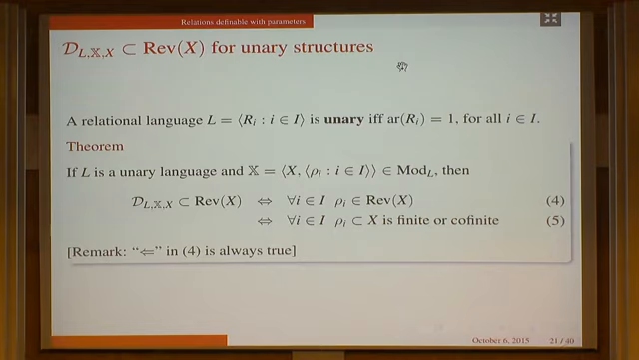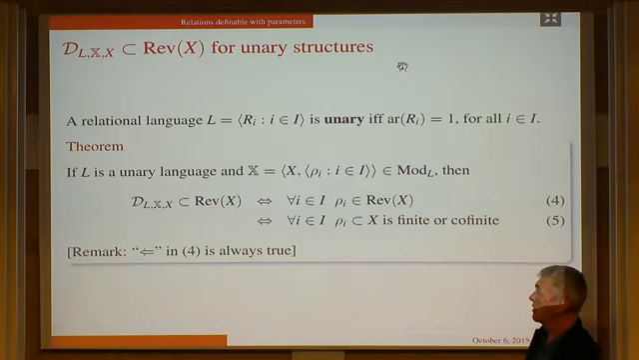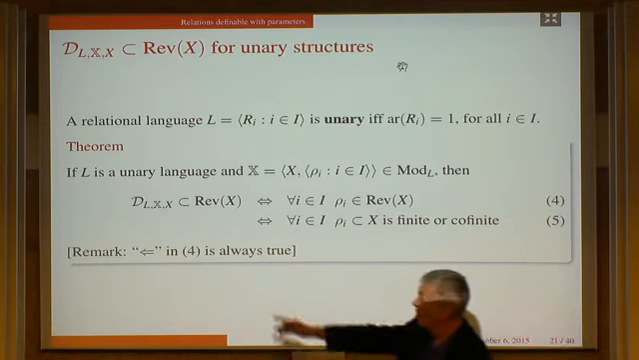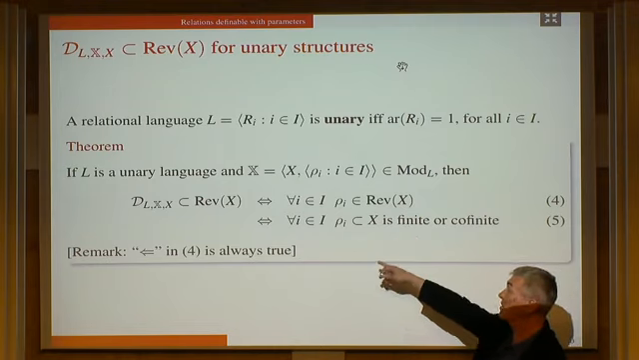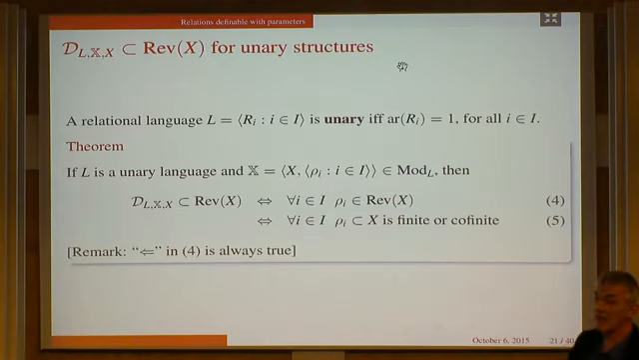So as a consequence of the previous theorem, we have such a characterization for unary languages. Unary languages are simple sometimes. A language is unary if and only if all these arities are 1. So a unary structure is in fact something like you have a set and some subsets, like a topology, but not topology, a sequence of subsets. If L is a unary language and X an L structure, then all definable sets are reversible if and only if all the components are reversible, if and only if all the components are finite or cofinite.